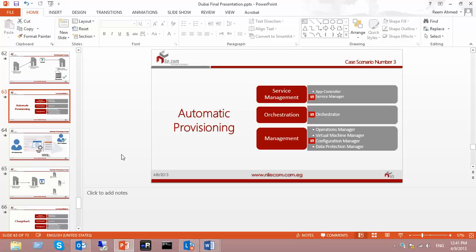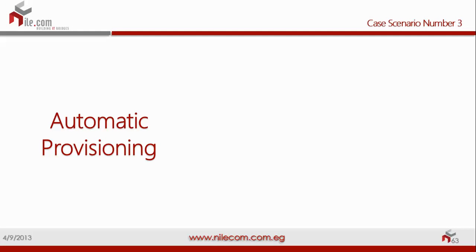So today we'll be talking about some business challenges that we face daily in any organization, and we'll be discovering how System Center Family together with the private cloud capabilities can help solve these business challenges. Our scenario for today is called automatic provisioning. So we'll be talking about how we can automatically provision resources for our employees and our users in the organization.